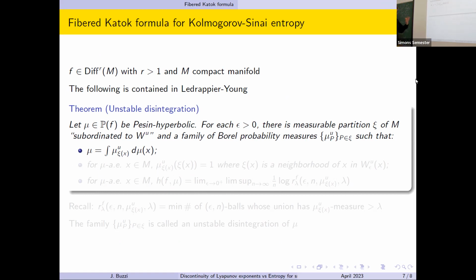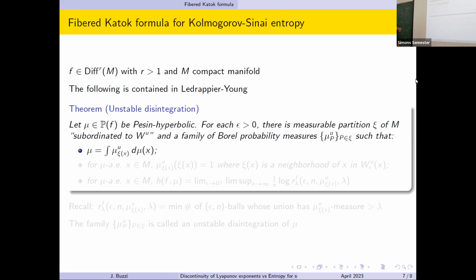Okay, so now we saw a Katok formula for Kolmogorov-Sinai entropy. It told us that to compute the entropy, you have to count how many epsilon n-balls you need to get some measure. Now there is a fibered version of this. To explain what it is, we have to introduce the unstable disintegration of a hyperbolic measure. So this is what we do now.